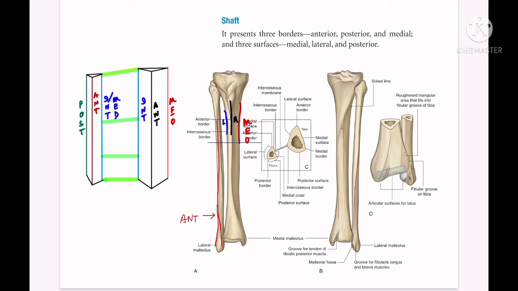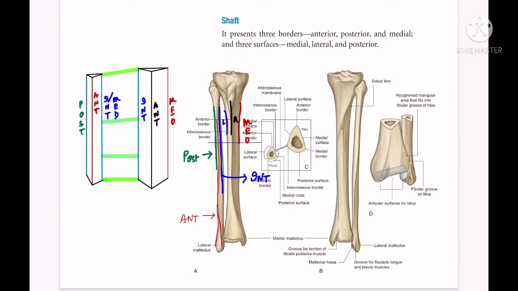The posterior border on this side. This is the posterior border. And the interosseous border, the medial border, is this one. Okay. So this is a very rough depiction of the borders. I again remind you not to focus too much on the borders. It is not needed. What is needed is to understand the surface and border relationship and the overall concept.